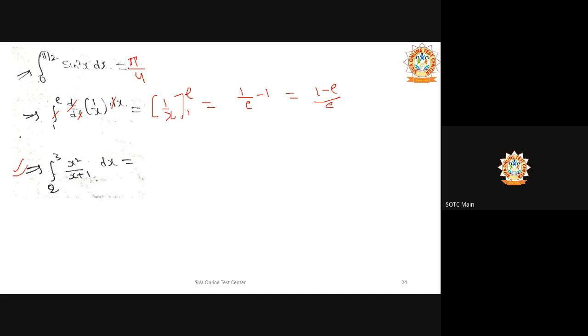How to solve this? Integration of 2 to 3 x square by x plus 1. How to solve this question? Add plus 1 and minus 1. Yes, very good. So take x square minus 1 as x plus 1 into x minus 1, then plus 1 by x plus 1. Here also x plus 1, so x plus 1 will cancel. Apply the integration and tell me the limits. What will come, the exact value? Your answer will be in logarithmic form. No need to worry.